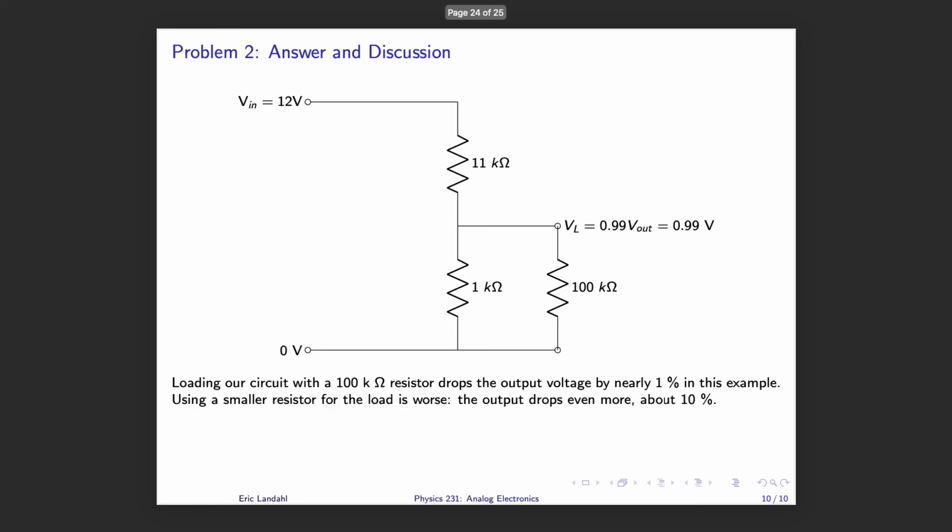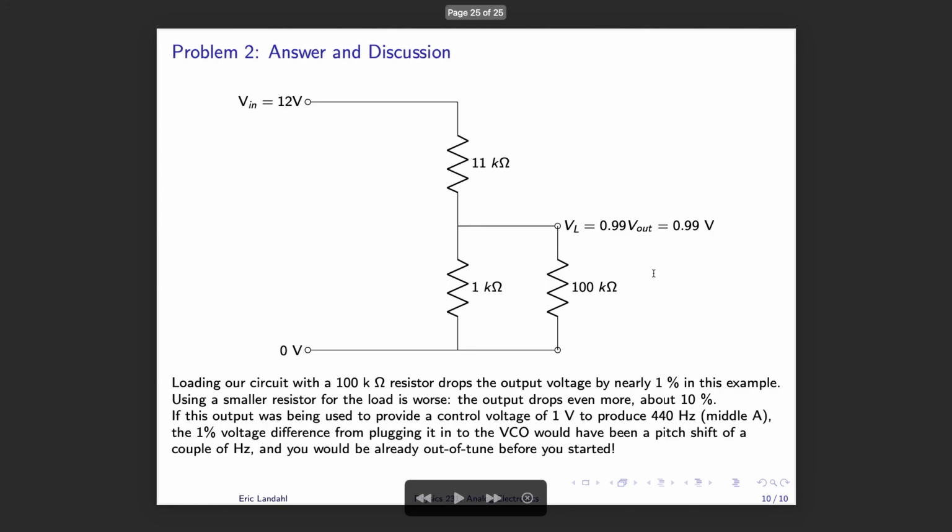Now, using a smaller resistor for the load is actually worse. So if you were to redo the mathematics and replace this 100 kilo ohm load with, say, a 10 kilo ohm resistor, you would find that the output drops even more, about 10%. Luckily, we don't have to worry about this too much in modular analog synthesizers, as typically we always at least have an input impedance of 100 kilo ohms, or typically quite a bit more, or we use one of the methods we'll talk about in the next lecture for solving this problem. But smaller resistors are definitely worse, dropping that voltage even more.